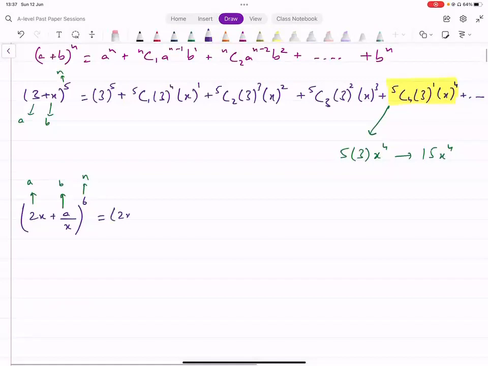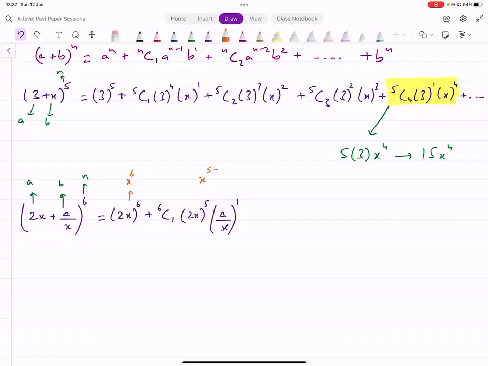So that's (2x) whole raised to power 6, plus 6c1 into (2x) raised to power 5 into (a over x) whole raised to power 1. Okay, now you can just stop at this point because here you've got to think about what terms you're getting exactly. In the first case, you've got x raised to power 6. In the second case, you've got x raised to power 5 and x raised to power 1 in the denominator. So that's x raised to power 5 minus 1, which is x raised to power 4. So the second term is x raised to power 4.